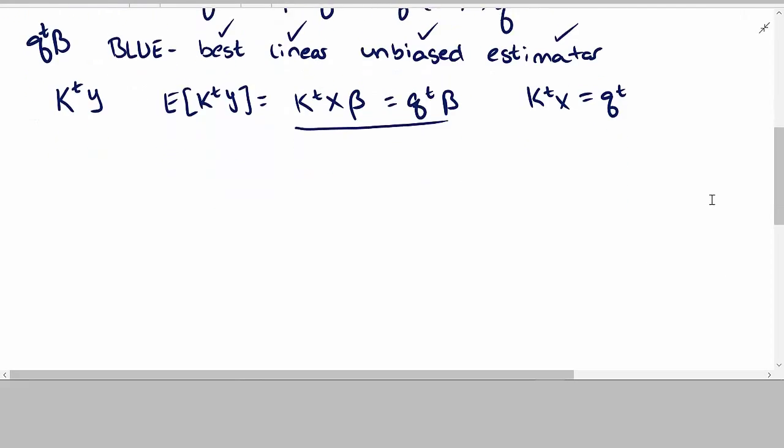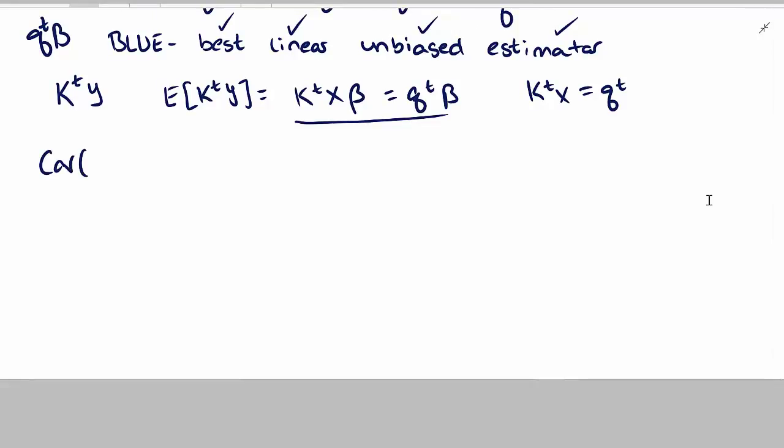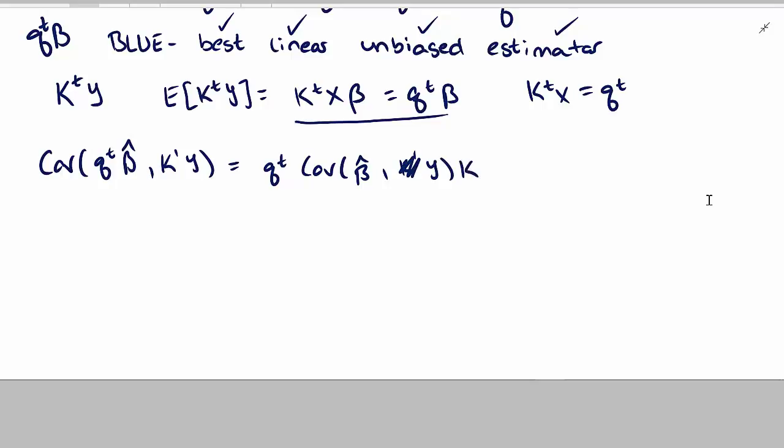Okay, the second thing we're going to talk about is the covariance of the two estimators, the covariance of Q transpose beta hat and K transpose Y. And that's equal to Q transpose, we pull that out of the covariance on that side, the covariance of beta hat and Y, times K transpose. When I pull the K transpose out on that side, I get K transpose transposed, which is K.